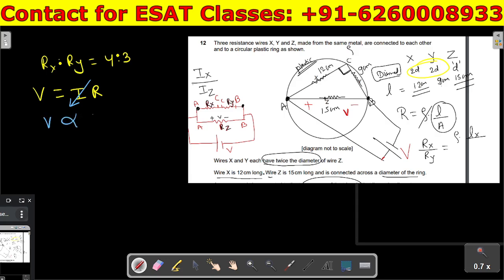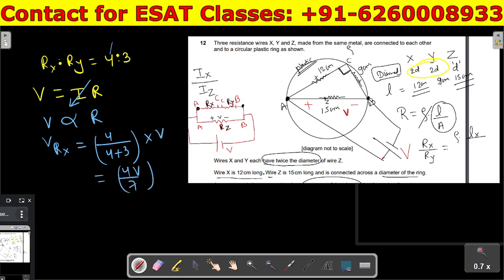So I should be ignored. So now we have the relation between V and R. They are directly proportional. So now I am finding the voltage along X, voltage in Rx. So I should write Rx in the numerator. So the ratio is 4 upon 4 plus 3 into the total voltage, that is the V. So Rx should be 4 upon 7 V. So the Rx has the voltage of this much.